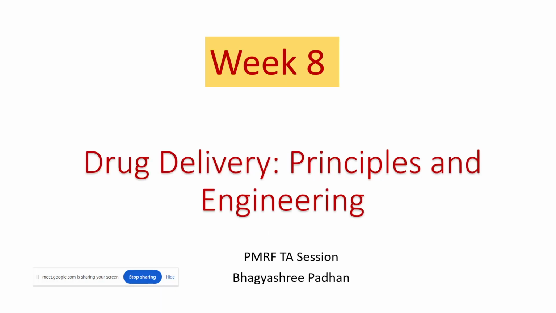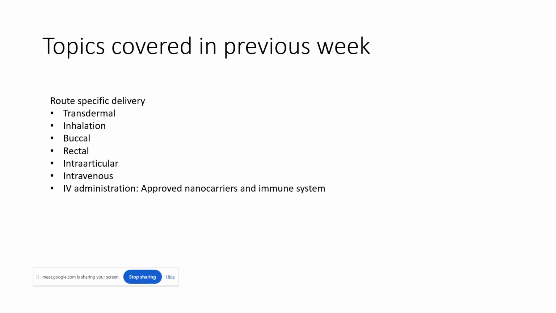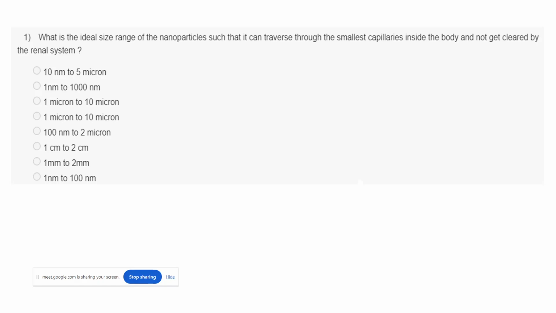Okay, so this is the 8th day session for drug delivery principles and engineering. In the past week, the topics covered were route specific deliveries that included transdermal, inhalation, buccal, rectal, intraarticular, intravenous, and various approved nanocarriers and the immune system. We'll move on to the assignments based on these topics. This is the first question. What is the ideal size range of the nanoparticles such that it can traverse through the smallest capillaries inside the body and not get cleared by the renal system?